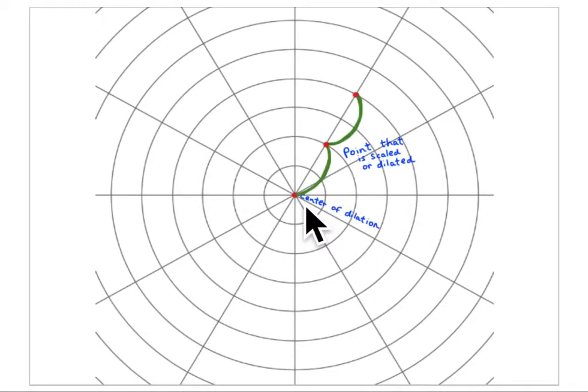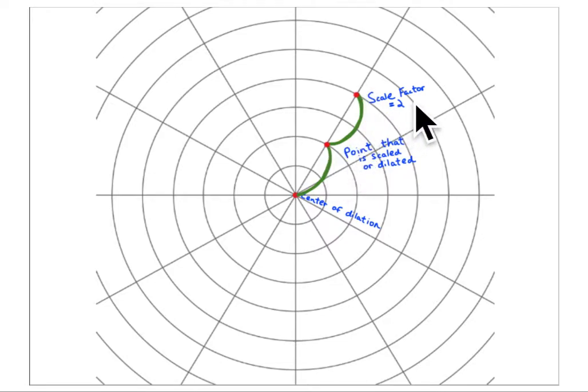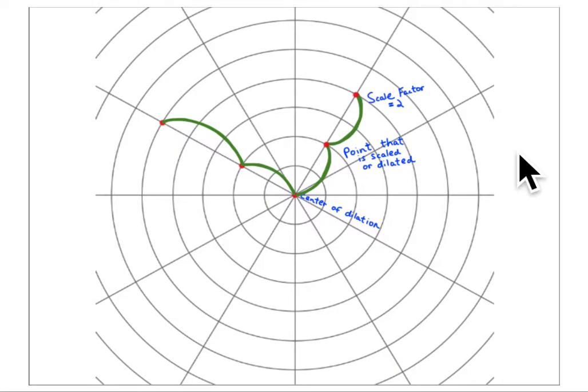In this case, this is the point that is scaled or dilated right here. If you move that point double the distance, that's a scale factor of 2. So this is 1, 2, and 2 times 2 is 4. That image has been dilated out, moved from this point here to this point using a scale factor of 2.